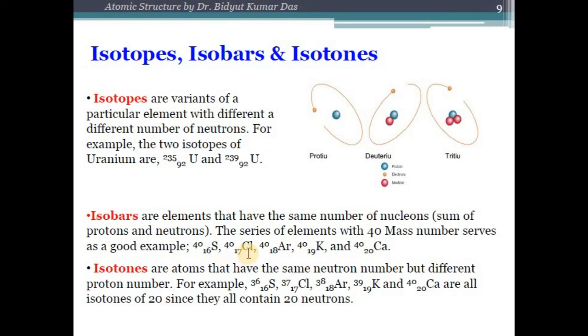For example, sulfur, chlorine, argon, potassium, calcium: these elements all have the same mass number, that is 40, but they have different atomic numbers. On the other hand, isotones have the same number of neutrons, but they have different mass numbers. For example, sulfur, chlorine, argon, potassium, then calcium are called isotones because they have the same number of neutrons, which is equal to 20.